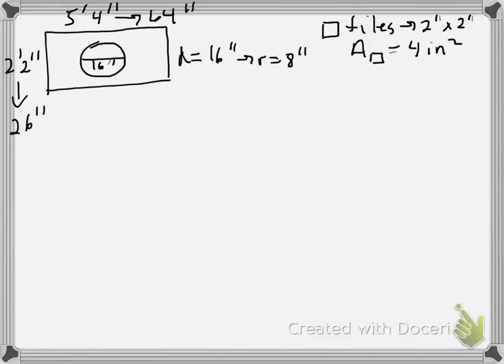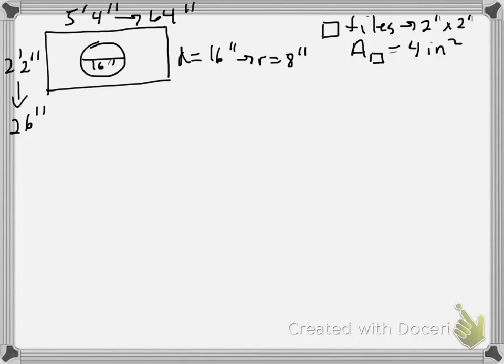Question 12 says Ed is installing a new bathroom sink countertop. The rectangular countertop is 5 feet 4 inches long by 2 feet 2 inches wide. He plans to tile the countertop with square tiles that are 2 inches on each side. The circular sink has a diameter of 16 inches. What is the minimum number of tiles Ed will need to cover the countertop area, not including the sink?